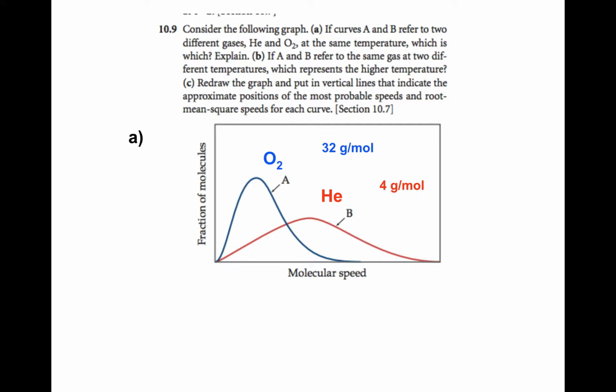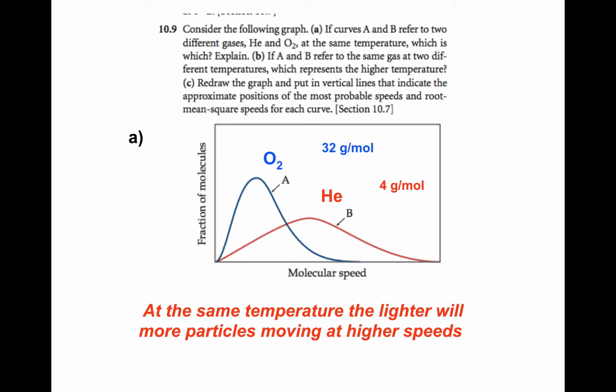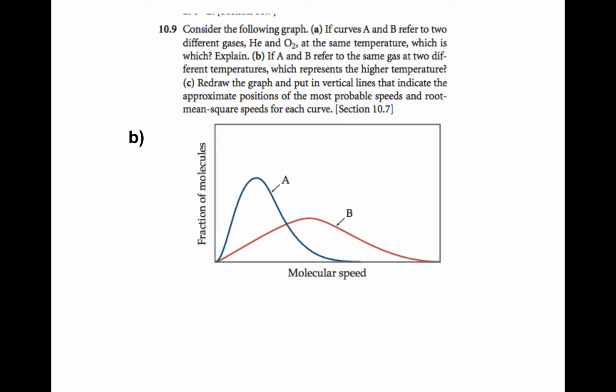All right, B. If A and B refer to the same gas at 2 different temperatures, which is the higher temperature? All right, so in this situation, if they're the same gas, higher temperature means higher average kinetic energy, which means more of the molecules are moving at higher speed. So the higher temperature gas, you'd have more particles moving at the higher speeds than you would at the lower temperature.